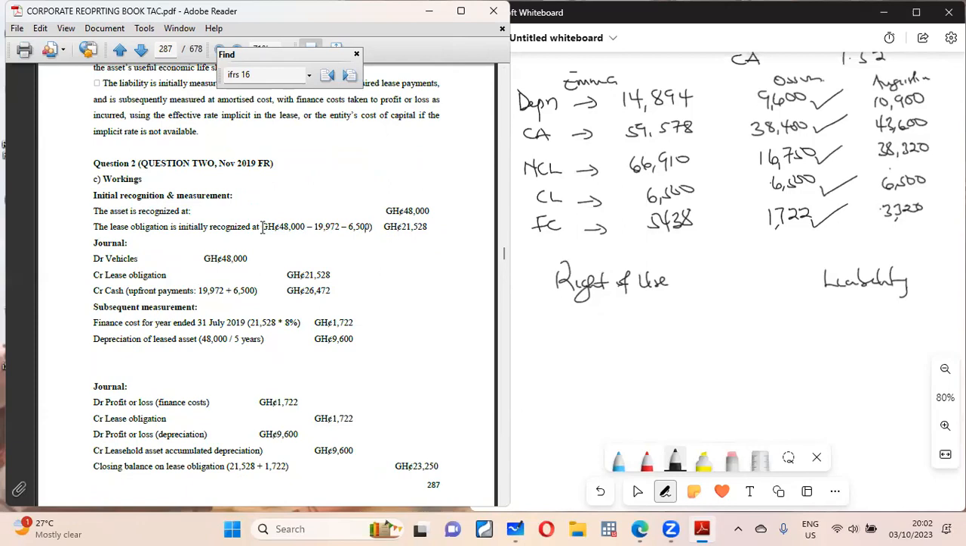You see, the upfront payment will now be 19,000 plus that. The upfront payment, because that one too was on the first date. So you need to be very, very careful. Good work done, Emmanuel.